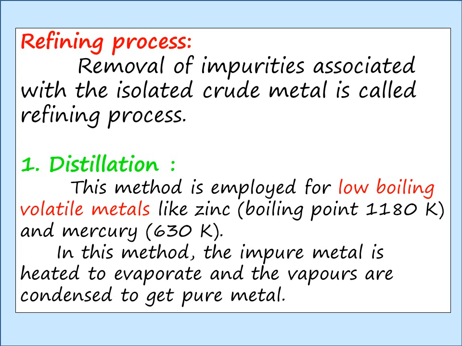This refining can be done by any of three methods. The first one is distillation. This method is employed for low boiling volatile metals, like zinc and mercury. Zinc has a boiling point of around 1180 Kelvin, and mercury has a boiling point of 630 Kelvin. So only for low boiling volatile metals can we use this distillation technique. Here the impure metal is evaporated and the vapors are condensed and cooled to get the pure metal.